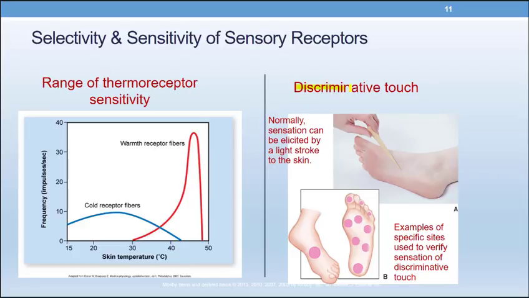The next part talks about discriminative touch. There are different areas, for example, in your foot that allow for you to discriminate the area of your foot that's being touched.